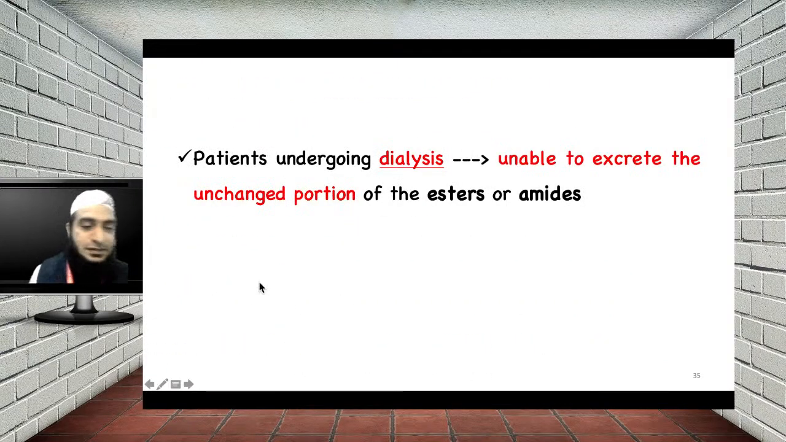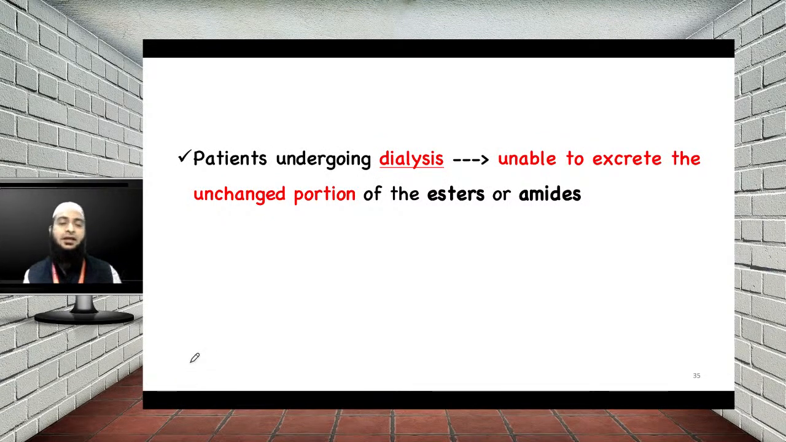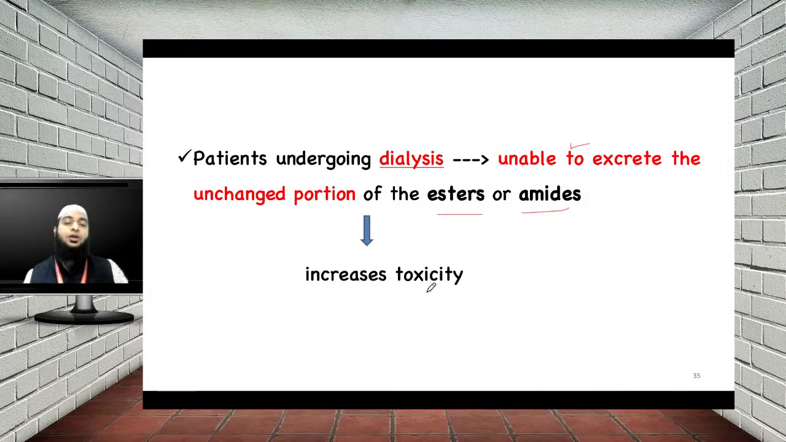In case of dialysis, suppose the patient is suffering from kidney failure, and you are giving such a patient a local anesthetic, then you have to think about that. A patient undergoing dialysis is unable to excrete the unchanged portion of the ester or the amide. Since they are unable to excrete it, the action of local anesthetics will increase, and it may lead to an increase in toxicity of the local anesthetics. So you have to take special care when a patient is suffering from kidney failure and is on dialysis.